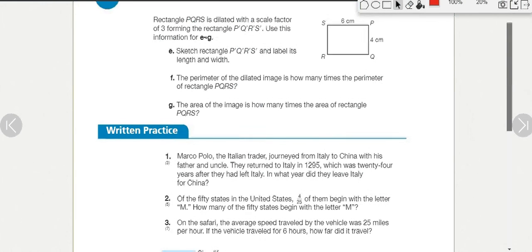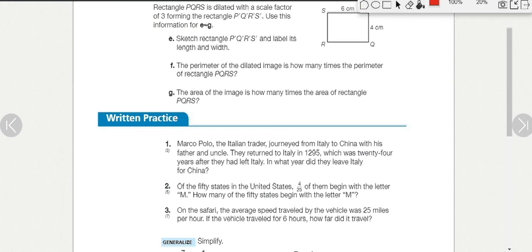Why don't you try E, F, and G and use the last examples that I did not spend time on to help you get these answers if you need. Good luck.